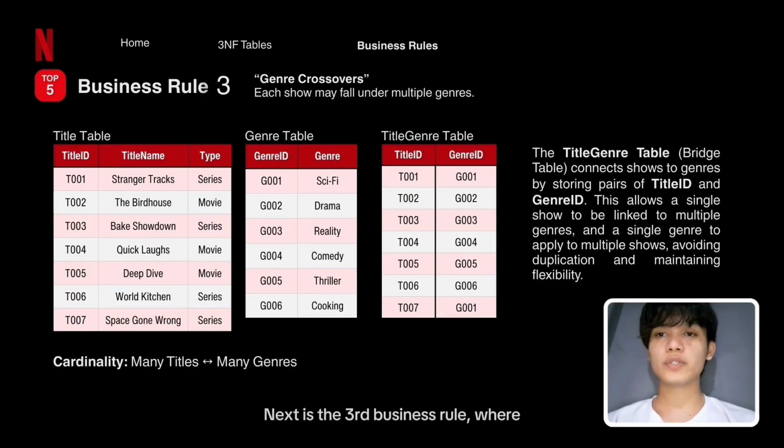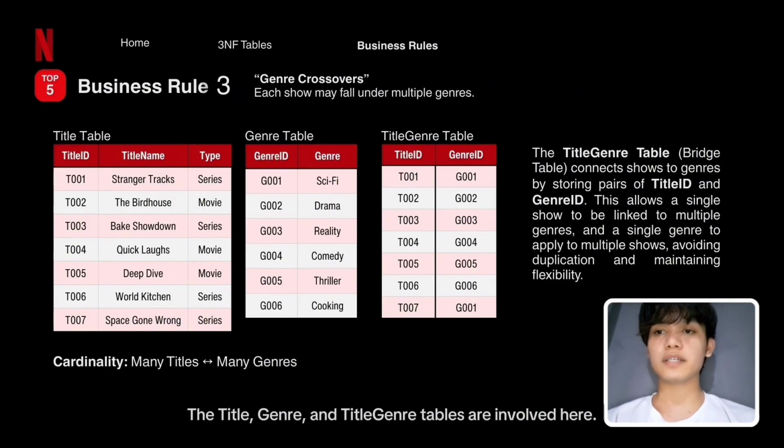Next is the third business rule, where each show may fall under multiple genres. The title, genre, and title genre tables are involved here. The title table defines show information, while the genre table lists the available genres. To manage the many-to-many relationship between titles and genres, the title genre table is used as a bridge table. This table contains only foreign keys, which are the title ID and genre ID, that reference their respective tables. As a result, a single title can be linked to multiple genres, and a genre can be applied to multiple titles.